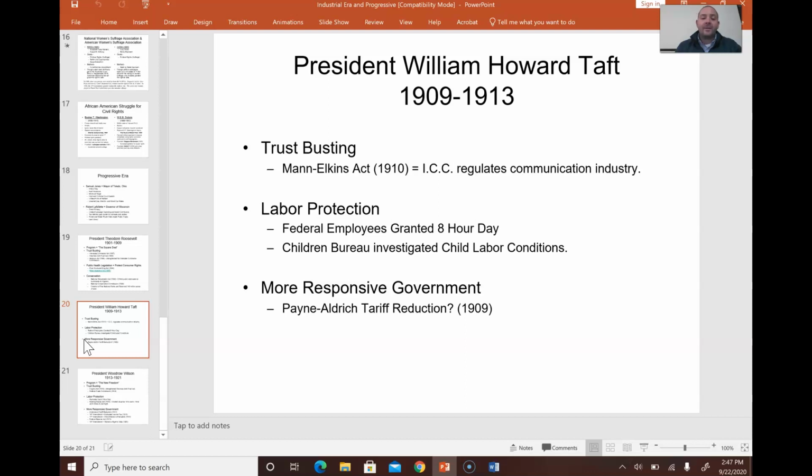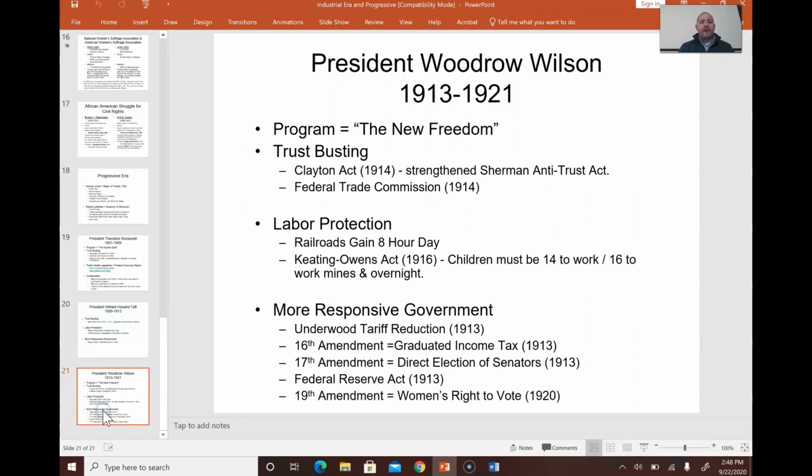Again, Taft, the successor chosen by Roosevelt, continues a lot of these changes, right? Again, regulating telecommunications through the ICC, the Interstate Commerce Commission, protecting labor, and again, looking at trying to make people's lives better. Finally, the last big one is Woodrow Wilson.